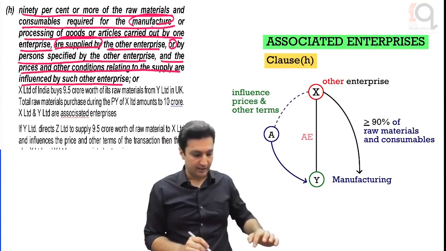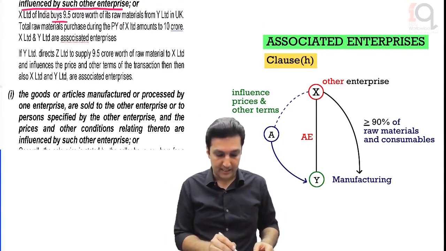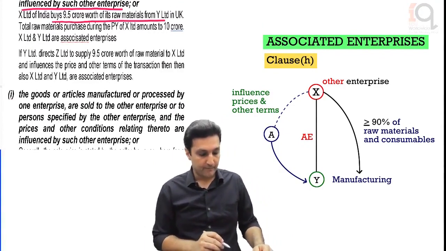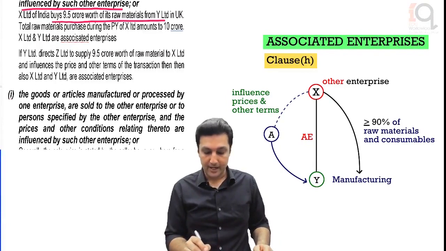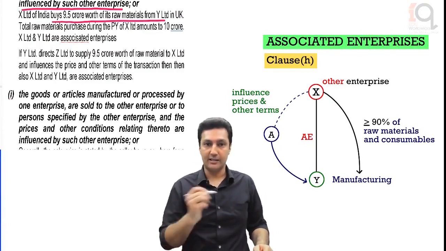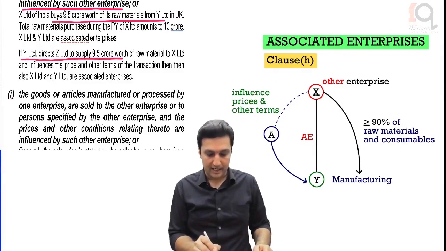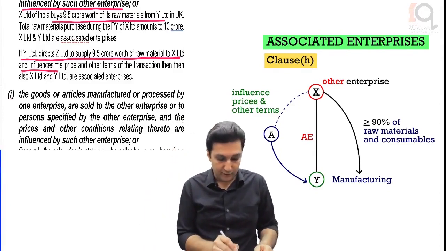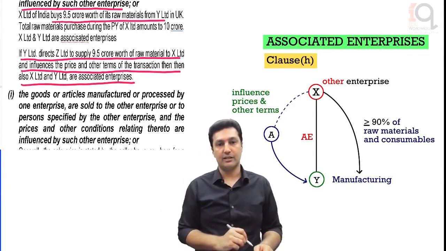then these are associated enterprises. For example, he says X Limited of India buys 9.5 crore worth of its raw material from Y Limited in UK. The total raw material purchased during the previous year of X Limited amounts to 10 crore, which is more than 90%. So X and Y are associated. He also says if Y Limited directs Z Limited to supply 9.5 crore of raw material to X Limited and influences the price and other terms, then also X and Y are associated enterprises.